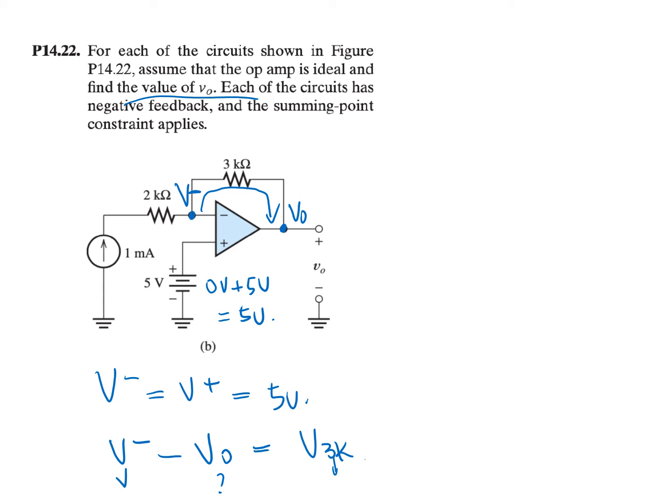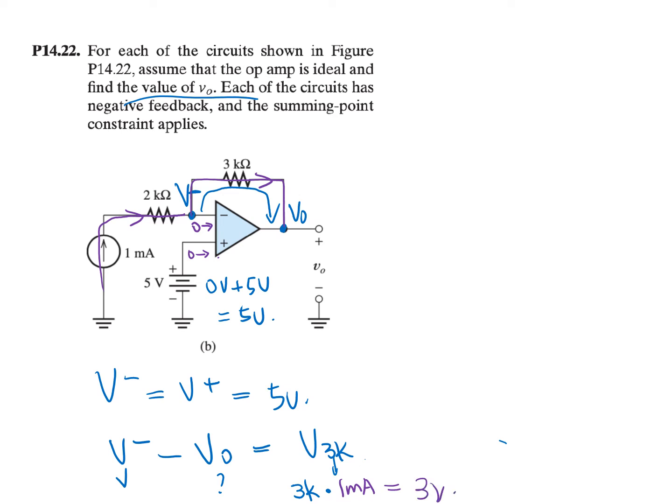So our goal is to find V3K. Well, for V3K, similarly we can use Ohm's law. So that's 3K times the current value. So what's the current value? Well, again, for an ideal op-amp, the currents for the two terminals are equal to 0. So all the current provided by the current source flows through the 3K resistor. So that's 1 milliamp, and this is going to be 3 volt.